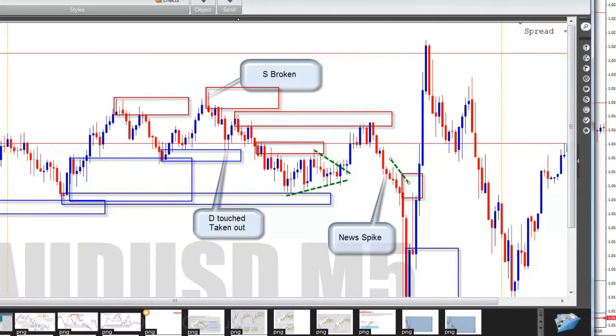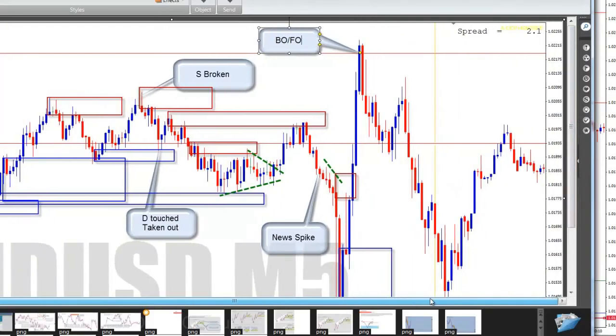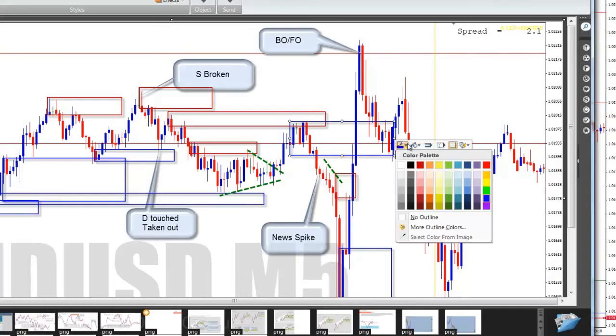Here we have, I believe, our fake out, where there are just so many buyers, it actually broke out through the high of the 4-hour supply. It's a fake out. So price comes back down to this decision again, where the supply had been broken.